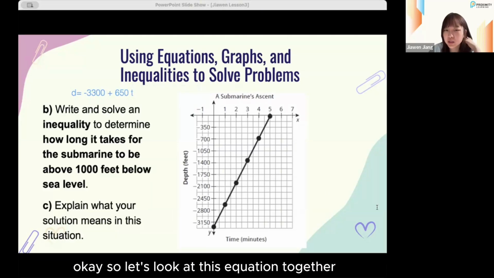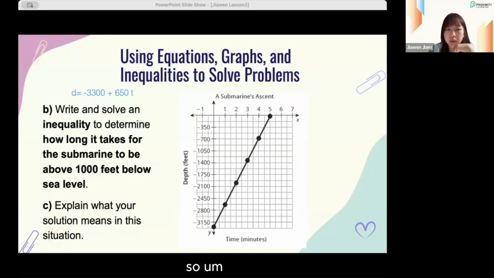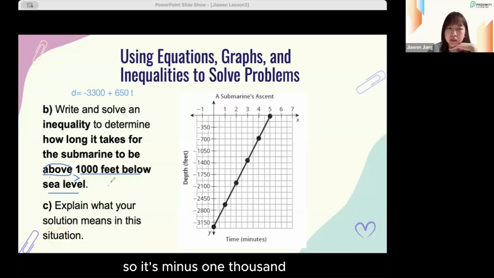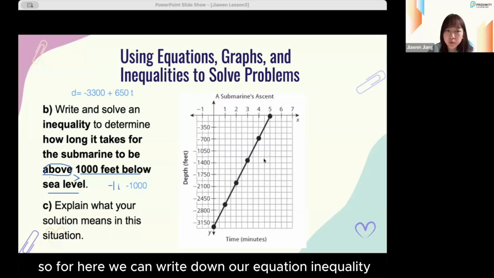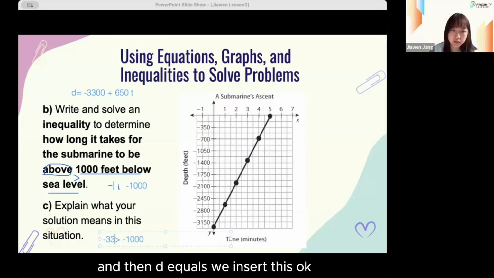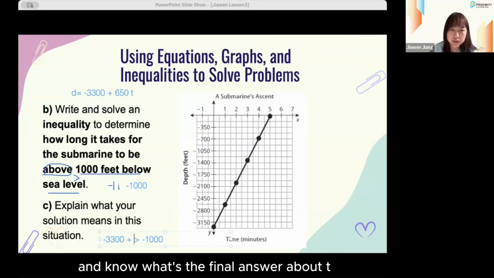So let's look at this equation together. Here are some keywords, right? Above means it's greater than, and 1,000 feet below sea level, because it's below sea level, means it's minus 1,000. Oh man, it's so hard to write down here. So it's minus 1,000. So here, we can write down our inequality, which means D is greater than minus 1,000. And then D equals this, we insert this. Then use your calculator to calculate and find the final answer for T.